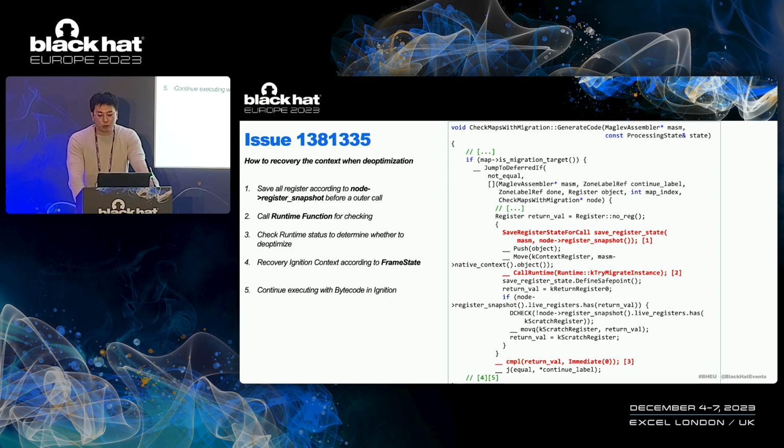Let's take a look at what the IR does. First, it is saving all registers according to the register snapshot of the node before an builtin call at 1. And then it calls the runtime function TryMigrateInstance for checking at 2. And it checks the runtime status to determine whether to deoptimize. If deoptimized, it recovers the Ignition context according to the frame state and continues executing in Ignition.